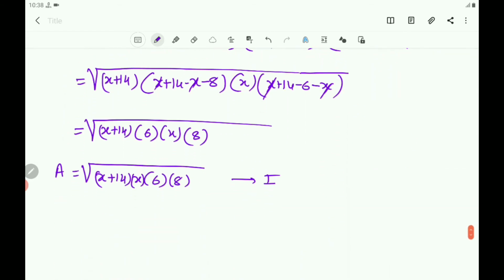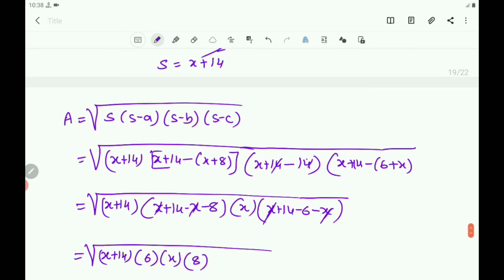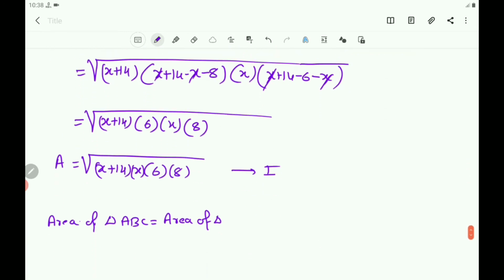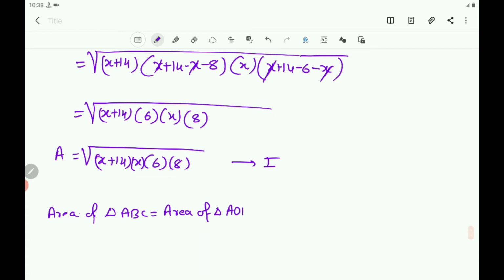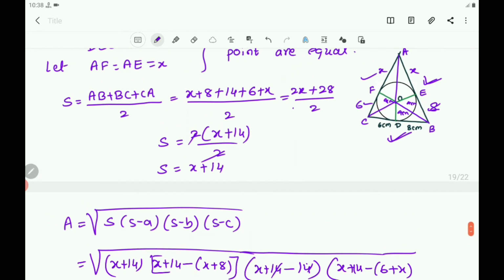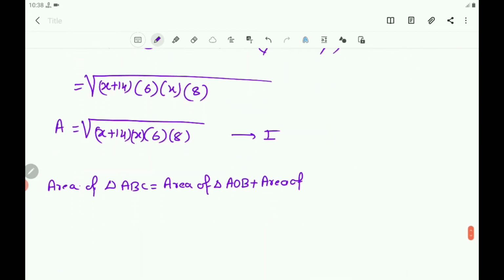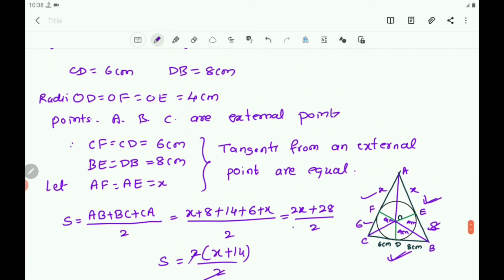So you write area of triangle ABC equals area of triangle AOB plus area of triangle BOC plus area of triangle AOC.